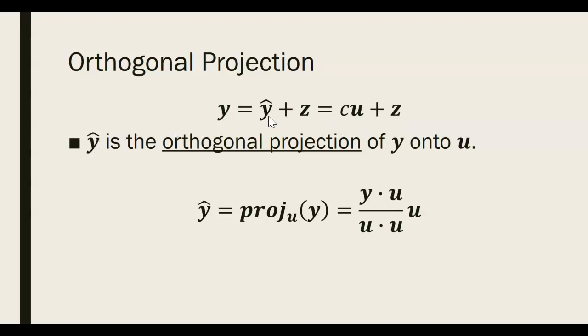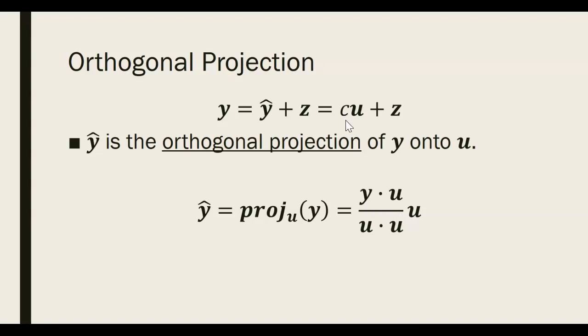So the y hat is the orthogonal projection of y onto u, and the z, we say, is the component that is orthogonal to u. So y hat is this orthogonal projection. We denote that by projection of y onto u. And I won't go through the details, but no matter what u is, as long as u is not the zero vector, we can do it by taking a coefficient times u.